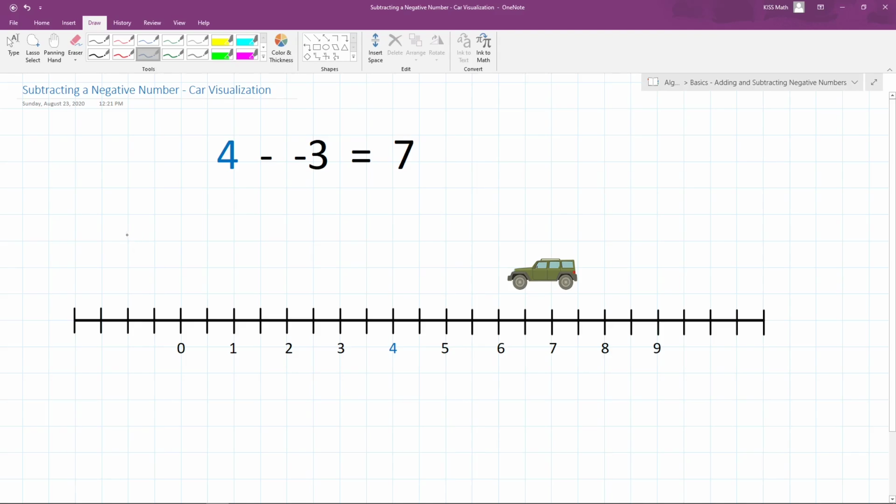So when we subtract a negative number, it ends up being the same as adding that number. So if we see 2 negative signs like this, we can turn this into a plus sign and write 4 plus 3 equals 7.